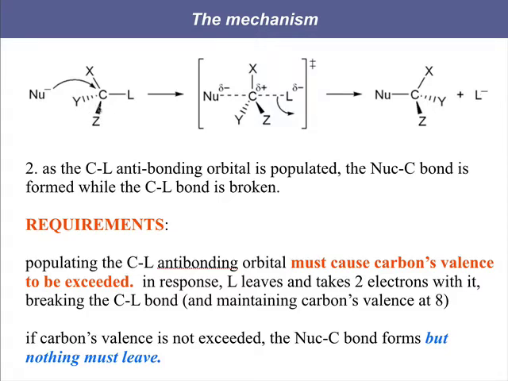In order for a leaving group to leave, the addition of these electrons must cause carbon's valence to be exceeded. So in response to that valence being exceeded, the leaving group leaves and takes its 2 electrons with it, breaking the carbon-leaving group bond, and therefore maintaining carbon's valence at 8 electrons.